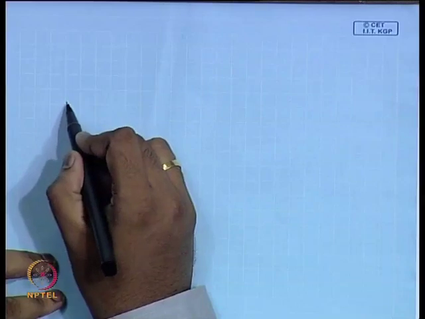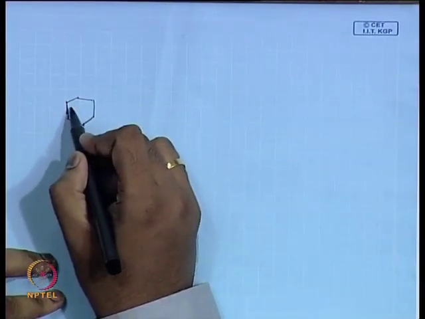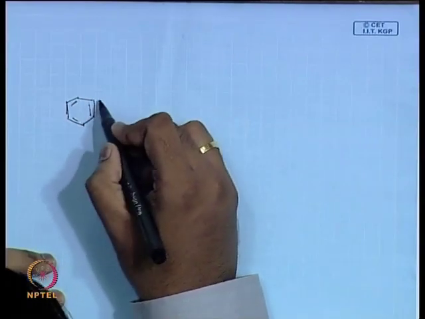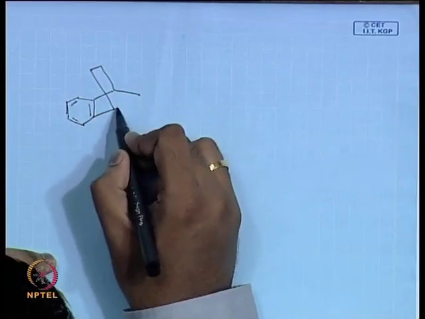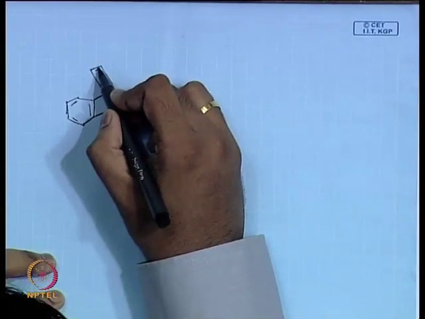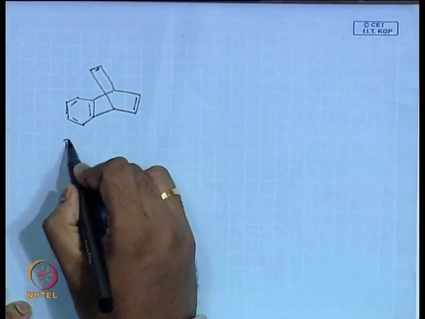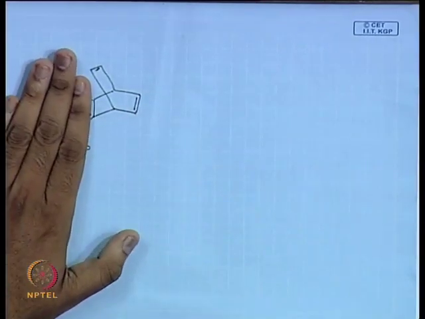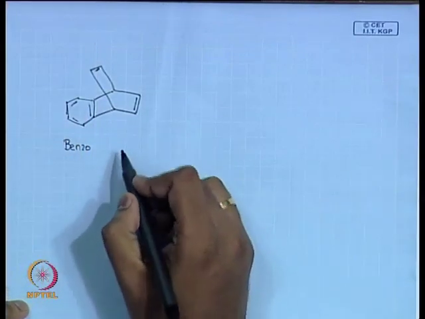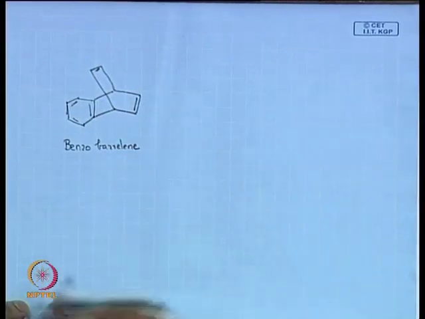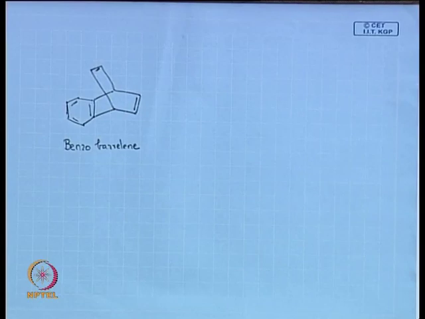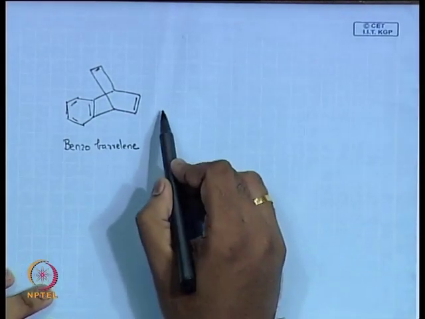Okay. Now we take one interesting example. What is this compound? Benzo... without this, you know what this is? The commercial name is barrelene, right? Benzobarrelene. I take a benzobarrelene.